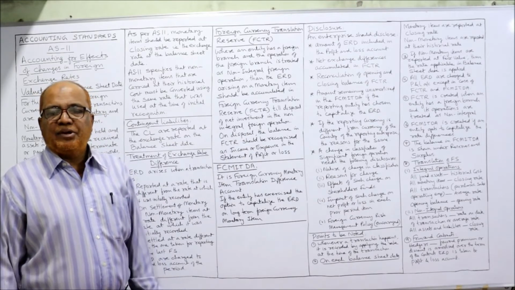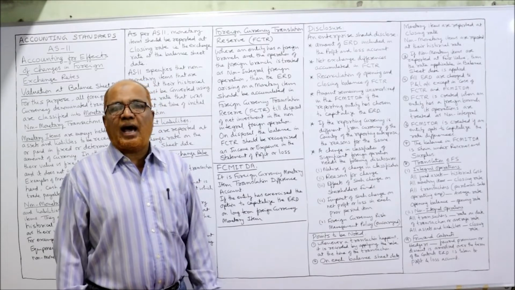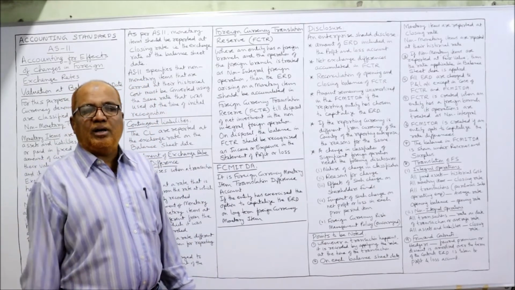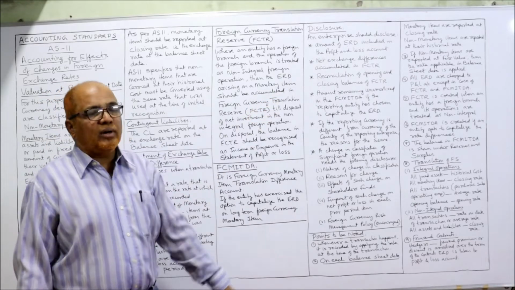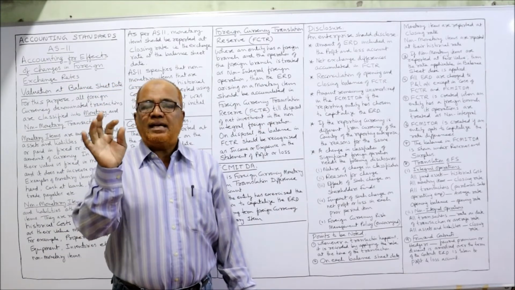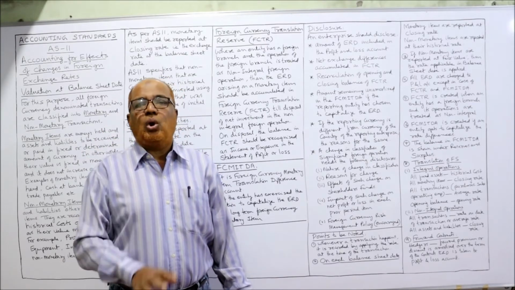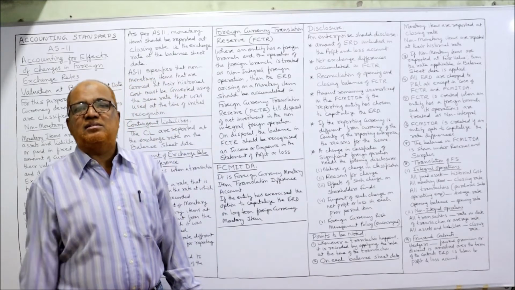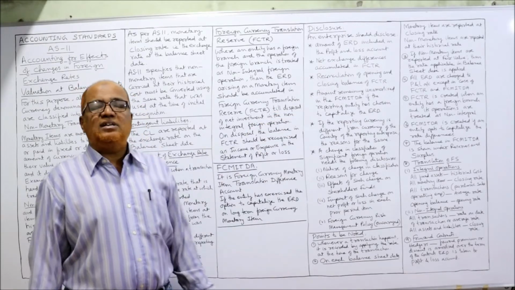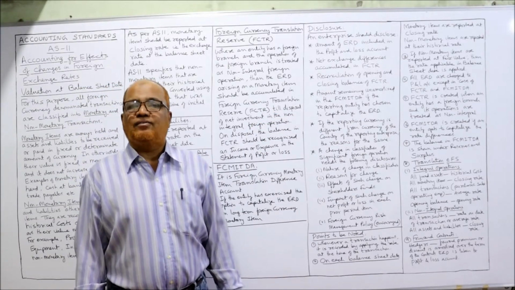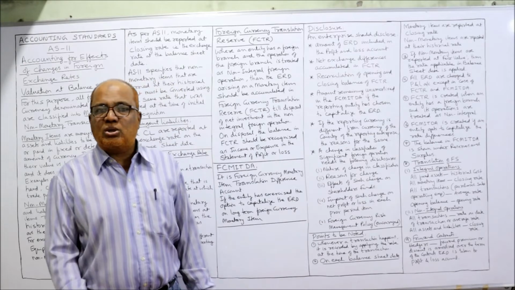Now disclosure. Finally, I'll explain to you about the disclosure as per AS11. What are the disclosure provisions? First one, an enterprise should disclose the amount of ERD included in the profit and loss account. First of all, AS11 says every firm which is having foreign transactions must disclose the ERD, exchange rate difference, in the profit and loss account. Secondly, net exchange difference accumulated in FCTR, foreign currency translation reserve. How much amount is transferred to FCTR, that should be disclosed.